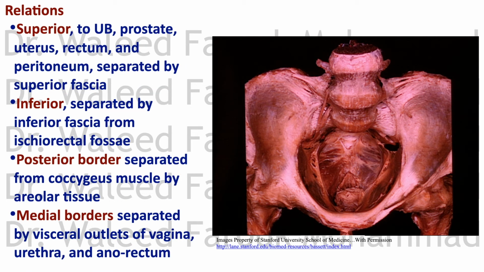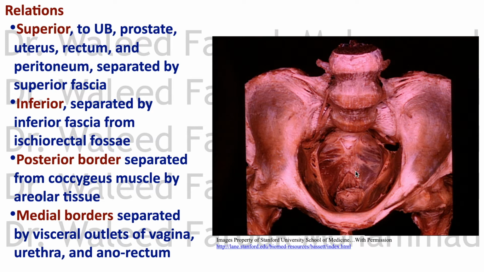The relations of the levator ani. Superiorly, of course, the viscera inside the pelvis, like the urinary bladder, the prostate and the uterus, the rectum, and of course the peritoneum that covers all, separated from it by the superior fascia of the pelvic diaphragm. There is a layer of connective tissue, fascia, above the pelvic diaphragm. It's the superior fascia of the pelvic diaphragm. And below the pelvic diaphragm, it's the inferior fascia of the pelvic diaphragm. Of course, the superior fascia of the pelvic diaphragm separates the levator ani from all the viscera inside the pelvis.